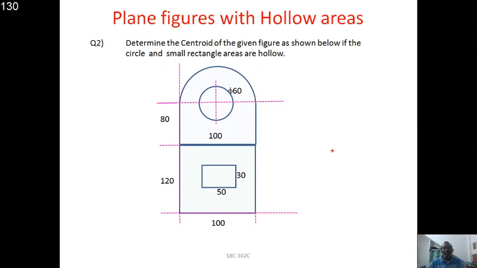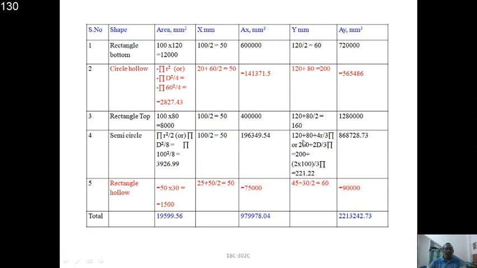Now let us start the process with the analytical method. Being a composite section, we divide it into different basic shapes. So the rectangular bottom is 100 by 120. The figure is like this. This is the rectangle bottom, and the rectangular top is also there. In addition to that, we have the semicircular shape, and we have the circle also. In between we have a rectangle. So this is the shape of the structure.